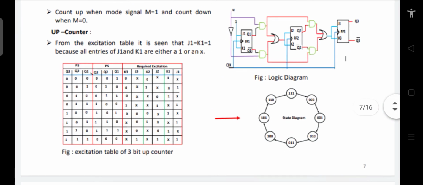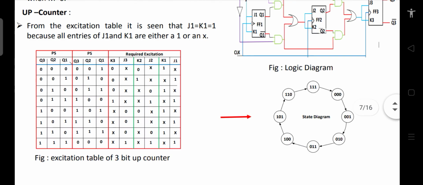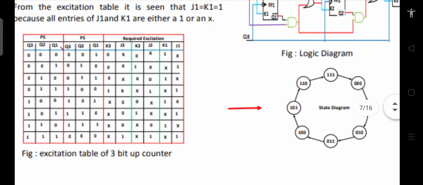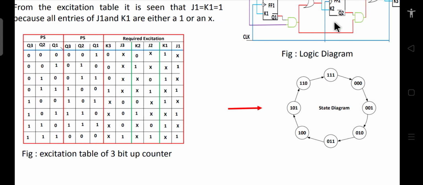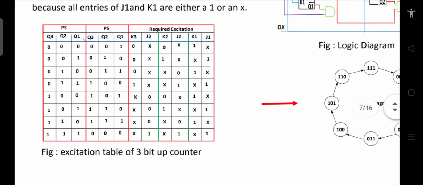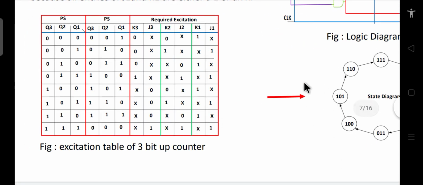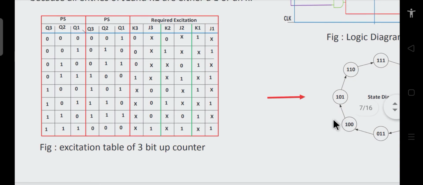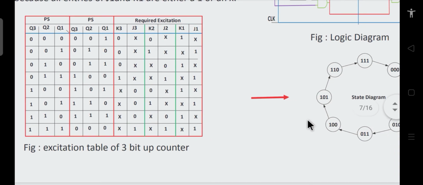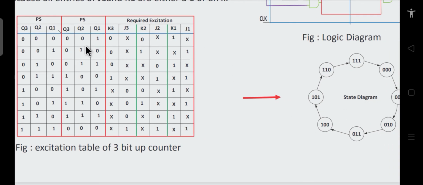Let me magnify it a little bit, enlarge it so that you can see it easily, because this logic diagram you don't have to see, so I won't show it here. Let's see this excitation table. Considering this, we can write its excitation table. This is your present state, this is the next state, and these are the required excitations to move the circuit from present state to next state.